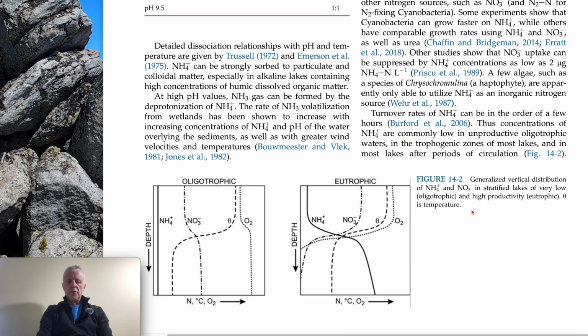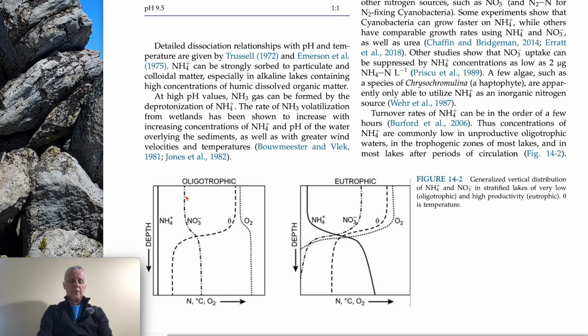So let's review figure 14-2, the generalized vertical distribution of ammonium and nitrate in stratified lakes of very low productivity, oligotrophic, and high productivity, eutrophic. Theta is temperature. So we have two graphs: one for an oligotrophic lake, a nutrient-poor lake, and one for a eutrophic lake, a nutrient-rich lake. On the y-axis we have the depth, and on the x-axis we have the values in magnitude, so the nitrogen, temperature, or oxygen. No specific units per se, just the magnitude, increasing from left to right.